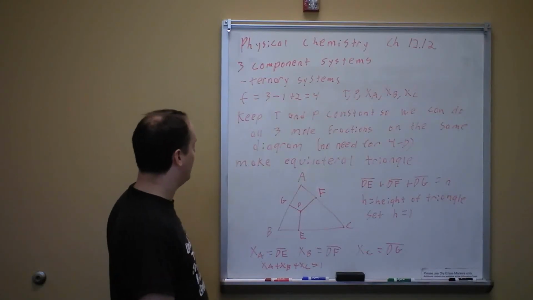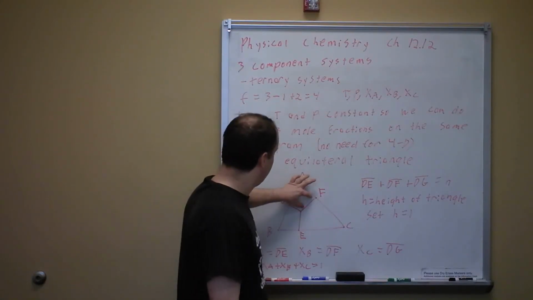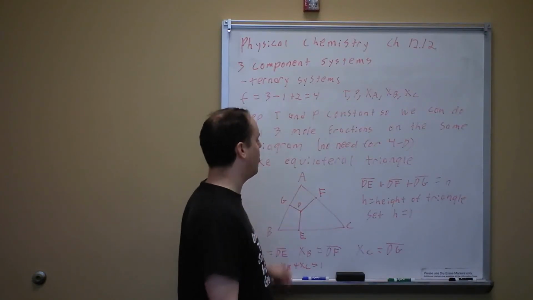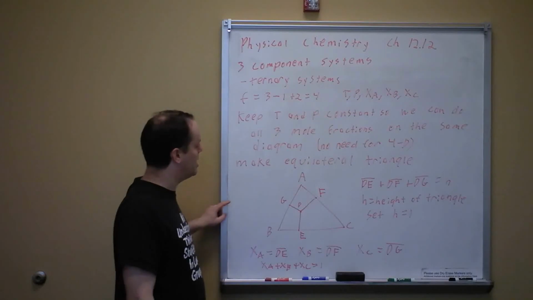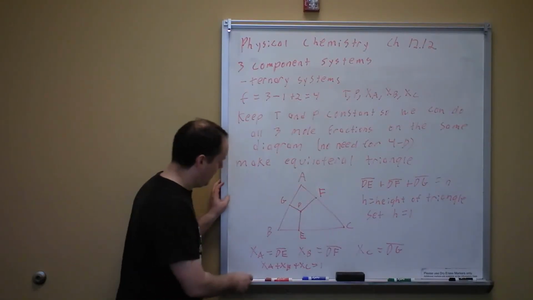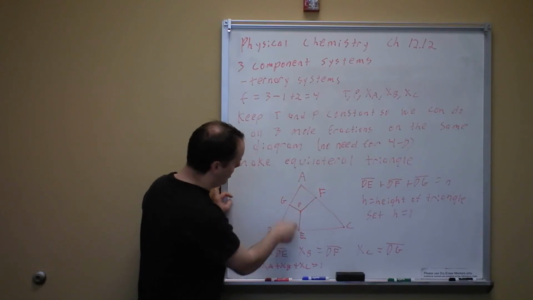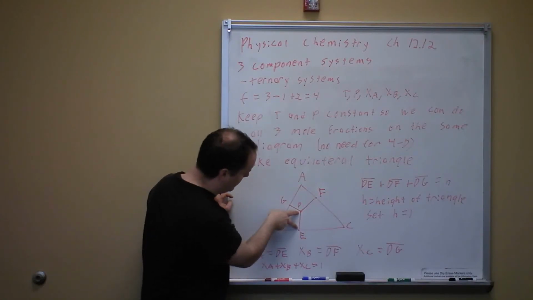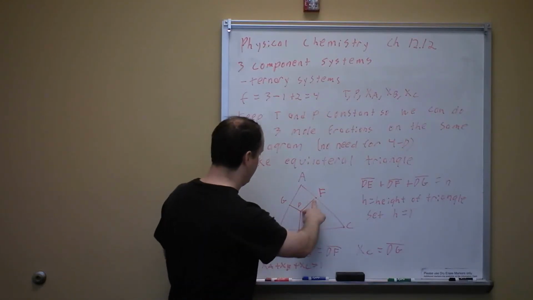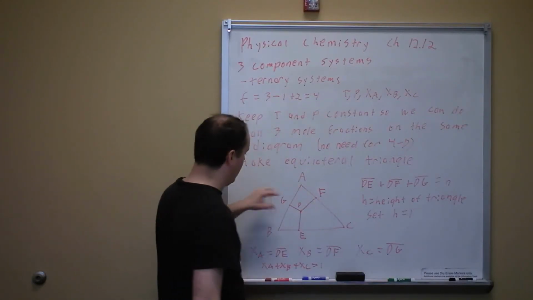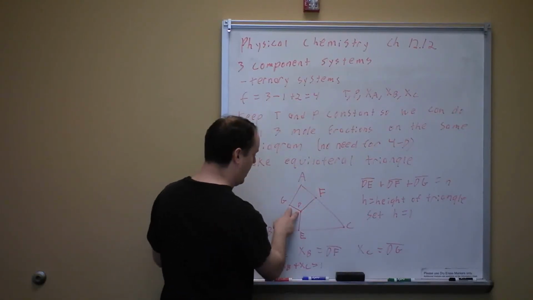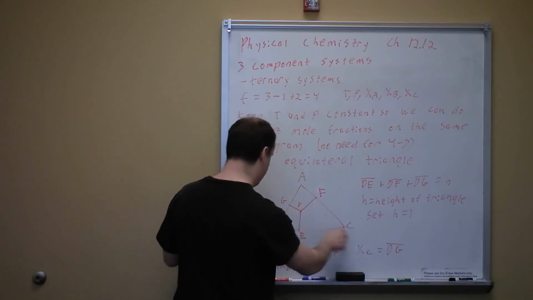Now we know that the length of this segment plus the length of this segment plus the length of this segment is going to be the overall height of the triangle. And for reasons of convenience, we're going to say that H is equal to 1. So now we know that the mole fraction of A is going to be equal to the length of this segment DE, because it's opposite. And then the mole fraction of B is going to be equal to the length of this segment here, because it's opposite. And then the mole fraction of C is going to be equal to the length of this segment here, because it's opposite.